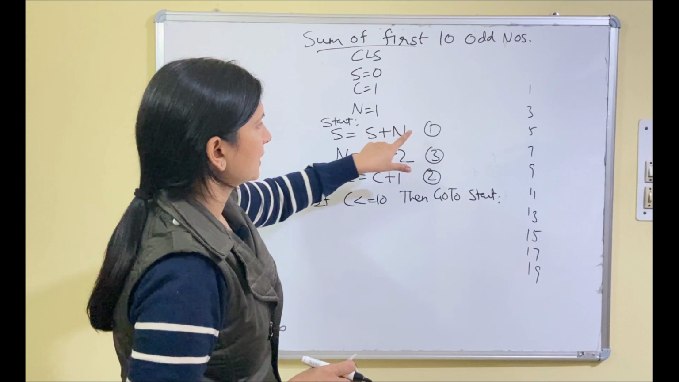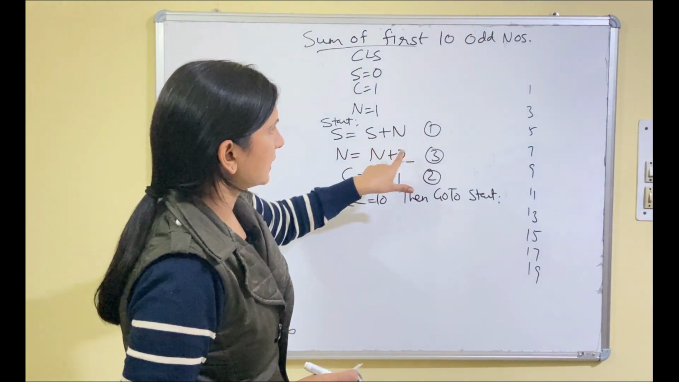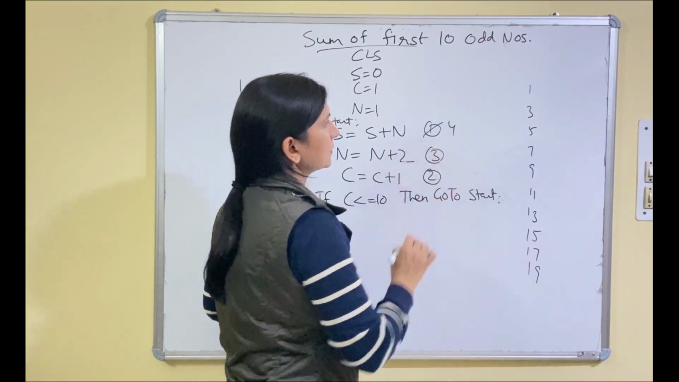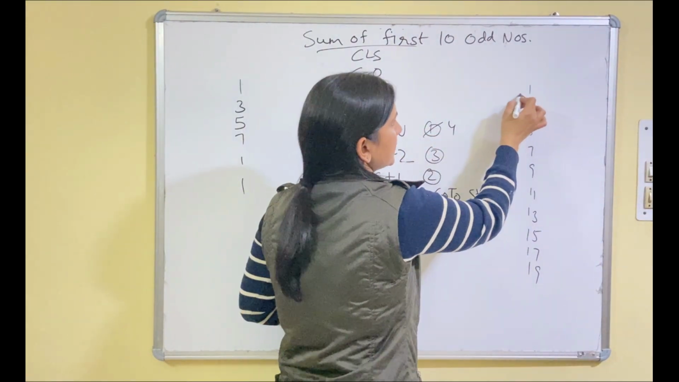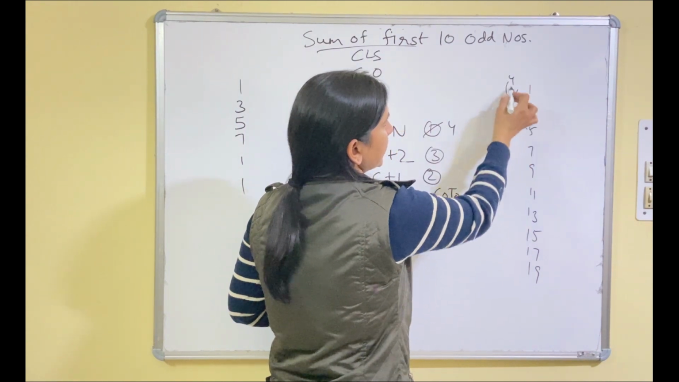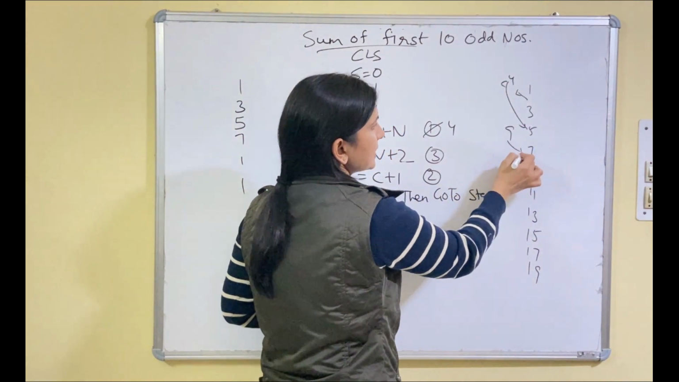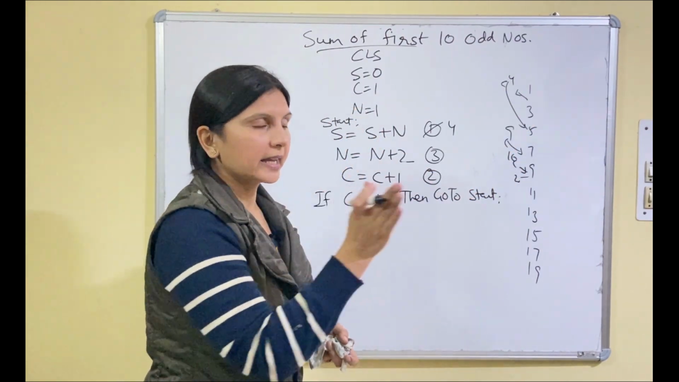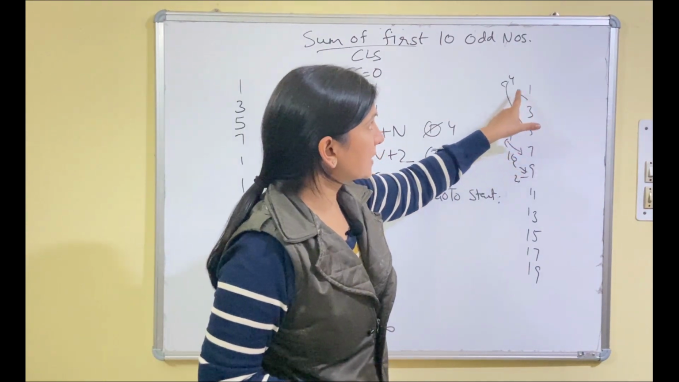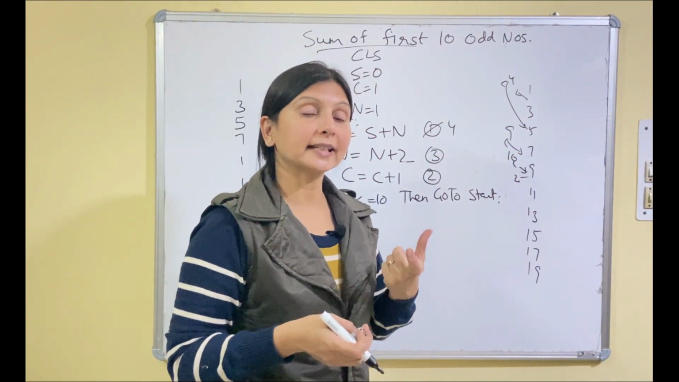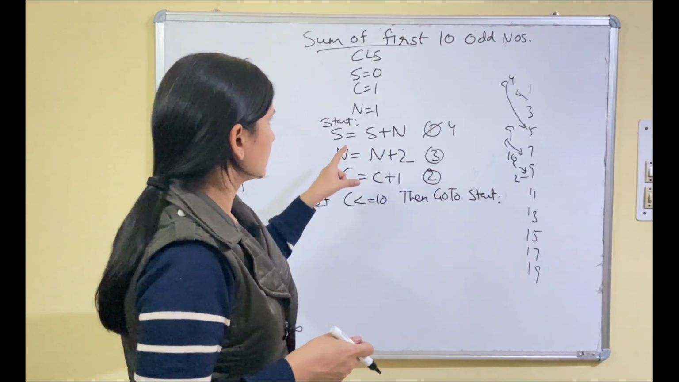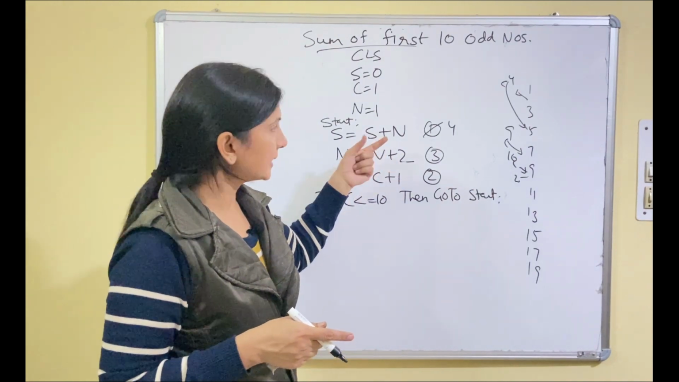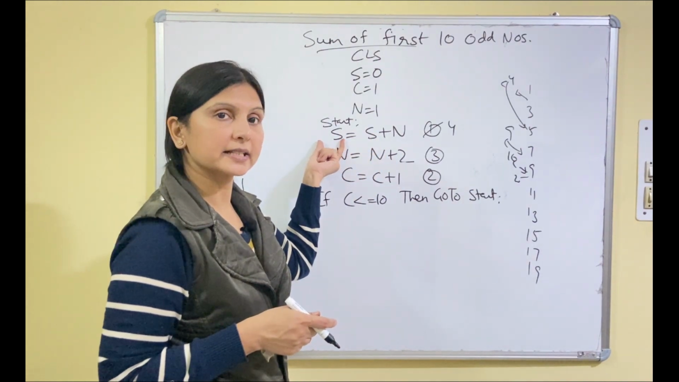Again it will come here. Earlier the S was 1 and N has become 3. So 1 plus 3, 4. 4 plus 5, 9. 9 plus 7, 16. 16 plus 9, 25. So it will keep on adding 2 terms and putting the sum in another variable, and that another variable is s. So we will keep on adding value of n and keeping that inside the s.